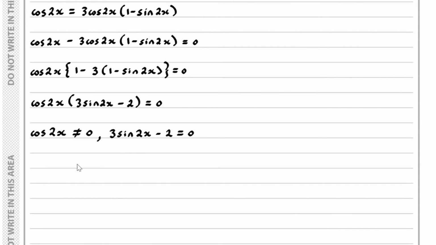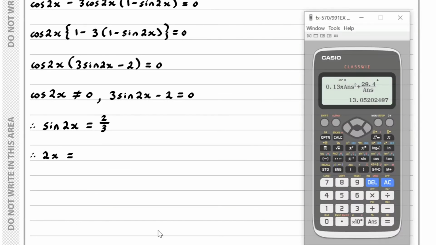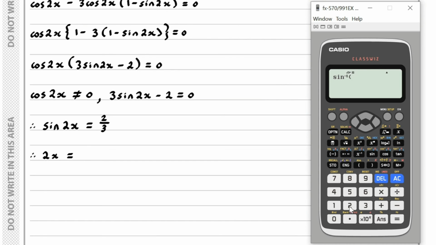So, from here, we can see then that sin 2x is equal to 2/3, and therefore 2x is equal to, well here, because I've changed the domain, if I do the inverse sine of 2 over 3, 2x is equal to 41.81, etc. And to find the next value, I need to do 180 minus this, which is 138.18.